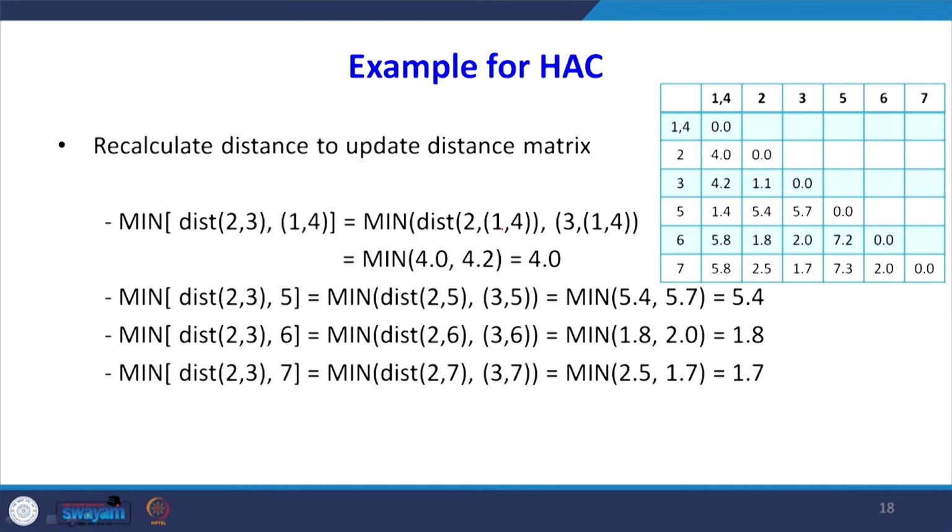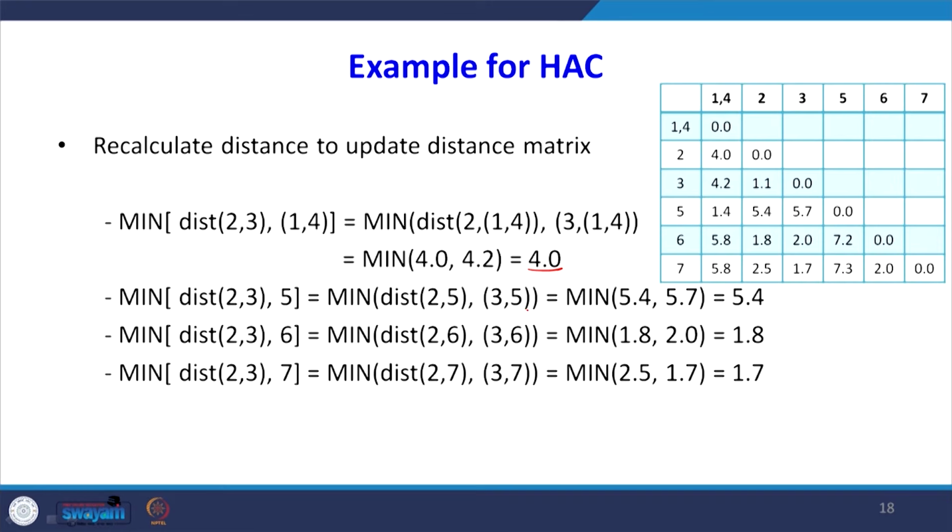So 2 and 1 comma 4, you can find out this is 4 because 1 and 4 formed a cluster. Then 3 and 1 comma 4 is 4.2. In this, minimum is 4. Similarly, the distance between this newly formed cluster 2 comma 3 versus 5, the fifth point. We are not going to the fourth one because 4 has already formed a cluster. So for the fifth one, we have to find out the minimum distance of 2 comma 5 versus 3 comma 5.